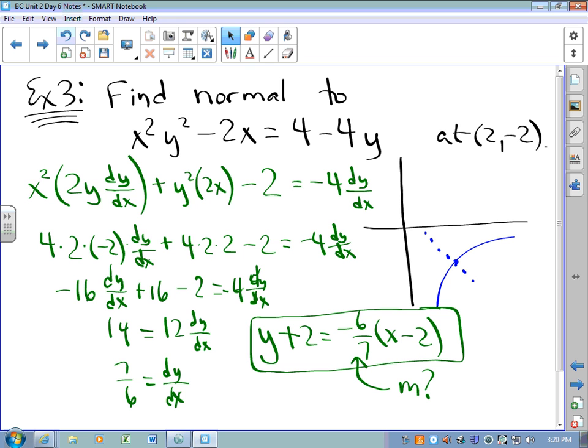Every implicit differentiation problem has the same feel. You take a derivative using the chain rule on both sides, collect, factor, solve. I promise they all go this way.